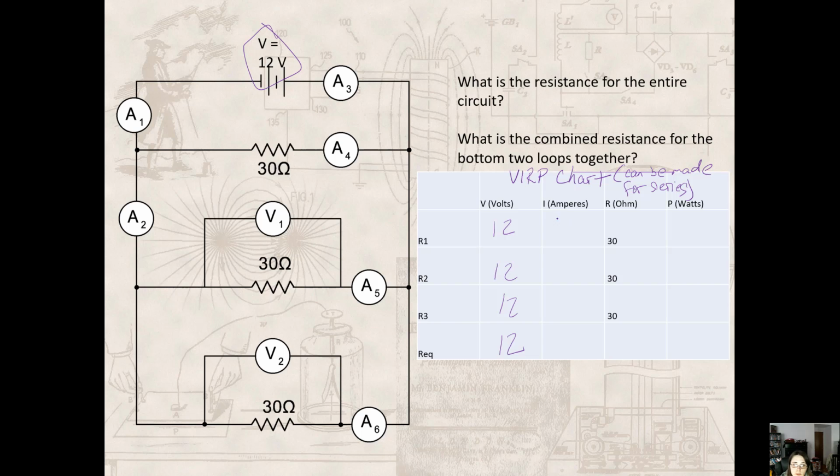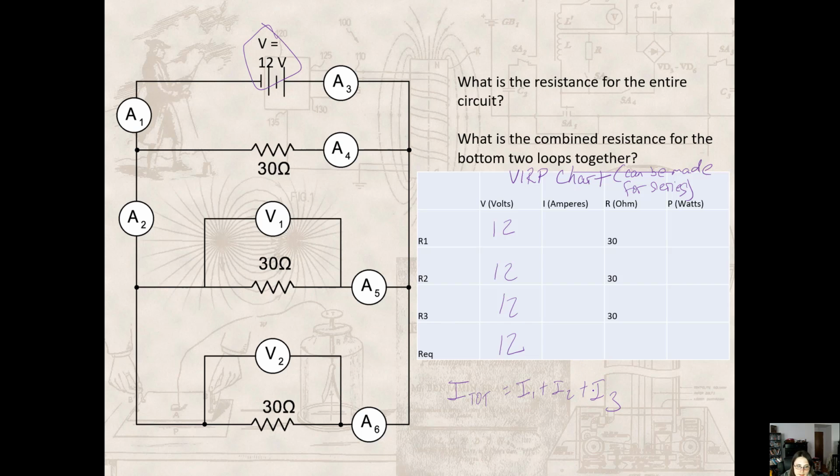The current, though, is going to be equal to whatever it is across each branch. So the total current is equal to I1 plus I2 plus I3.